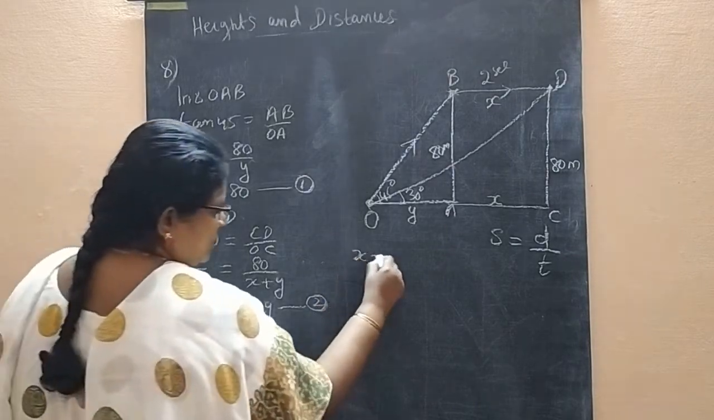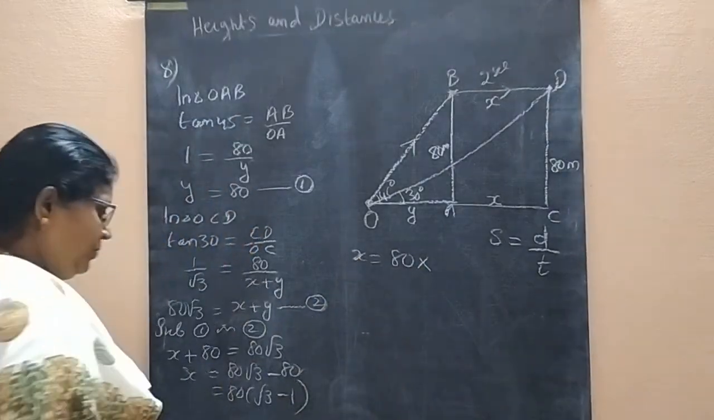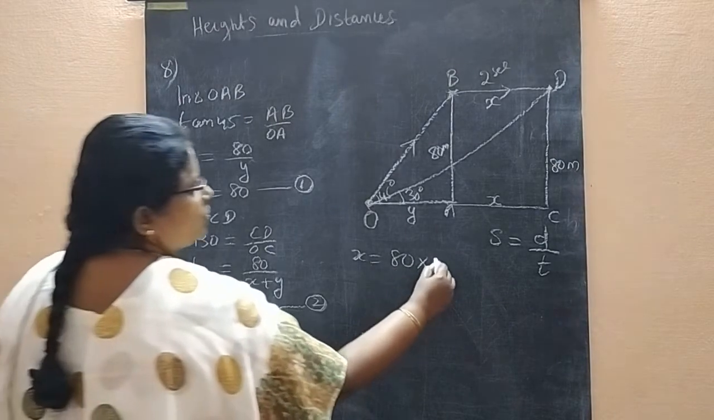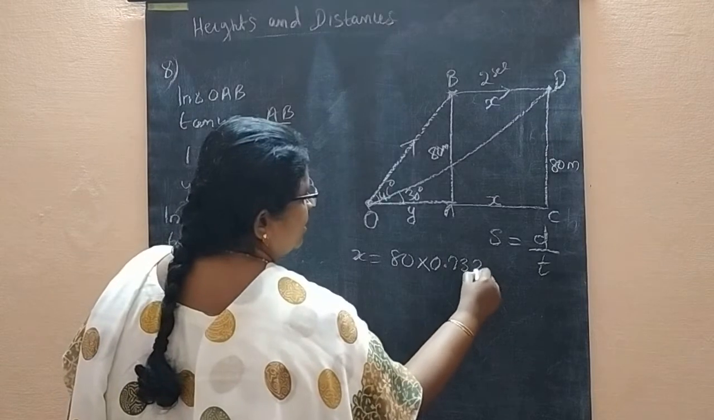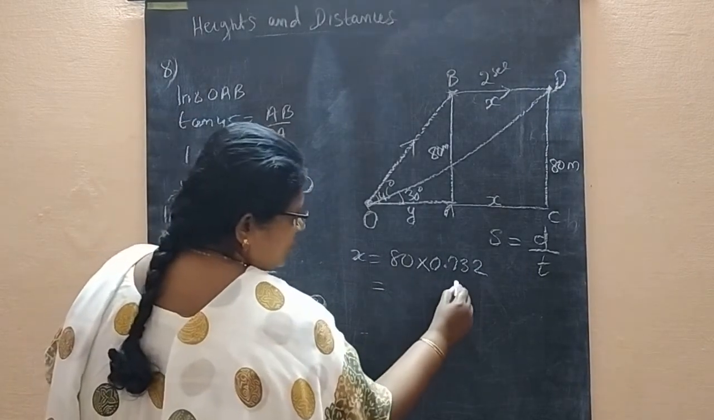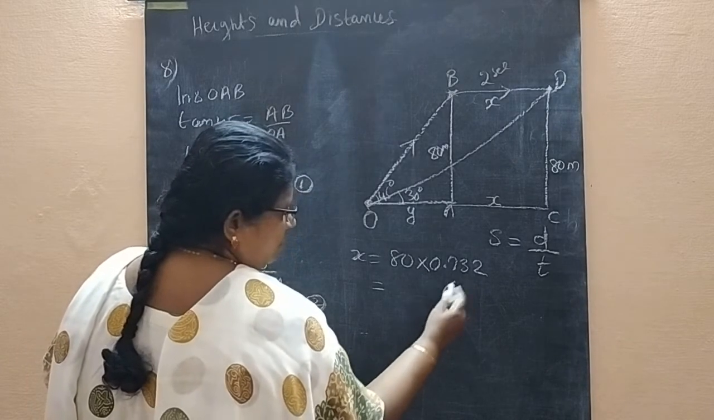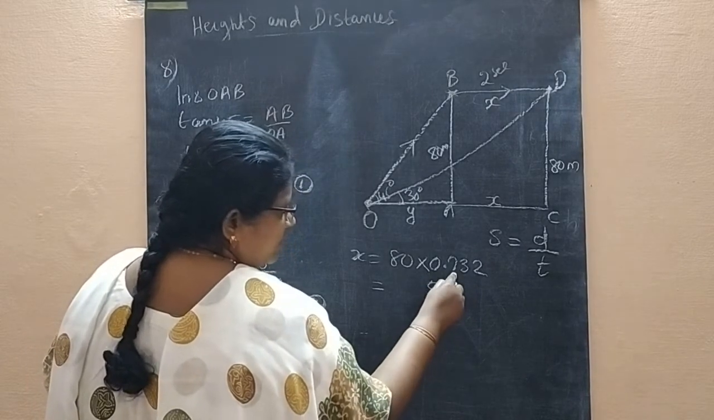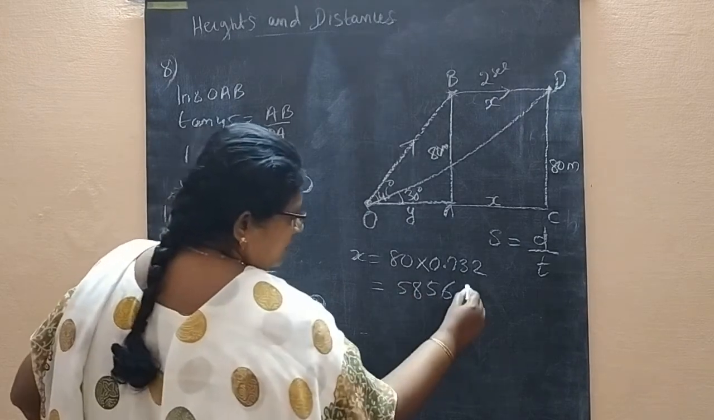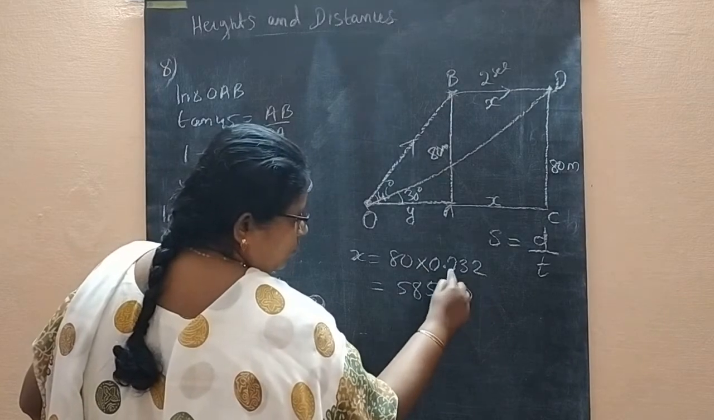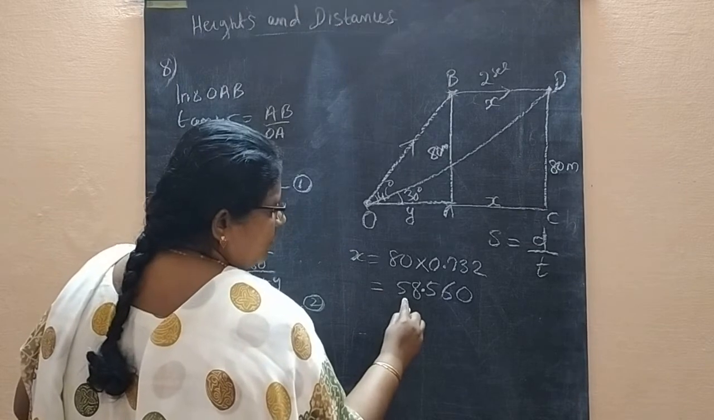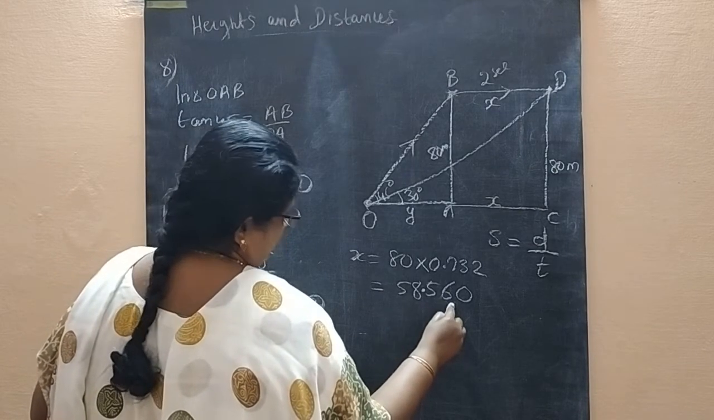That is x is equal to 80 into root 3 is 1.732 minus 1 is 0.732. Multiply. 8 2's 16, 8 3's 24 plus 1 25, 8 7's 56 plus 2 58. And this 0 will be there. 1 2 3 place, you have to put point. So, x is equal to 58.56 meter.